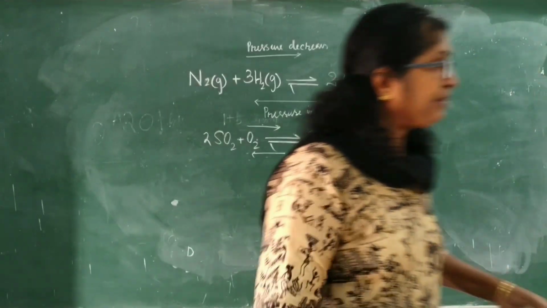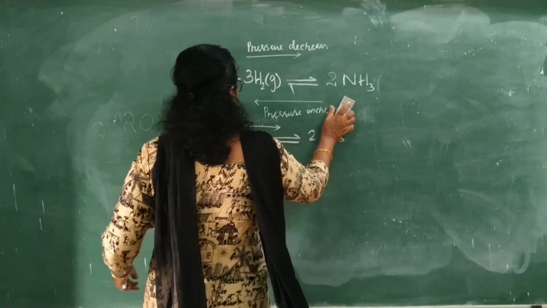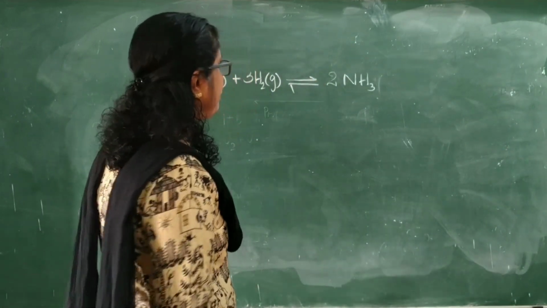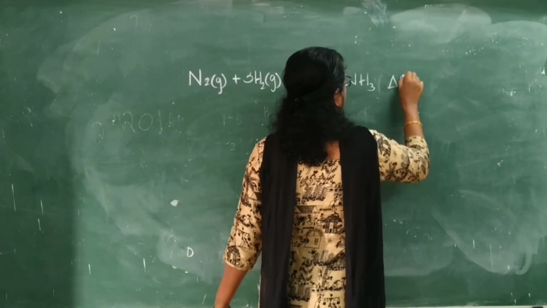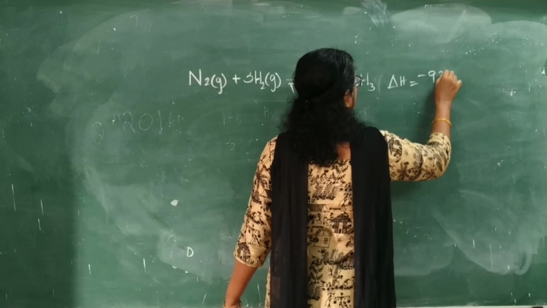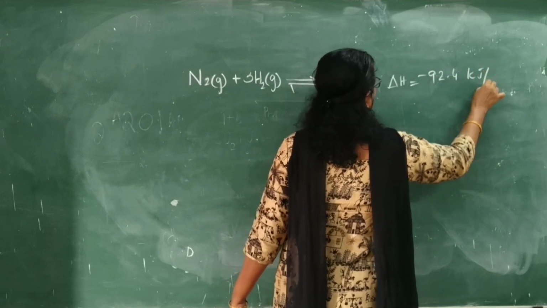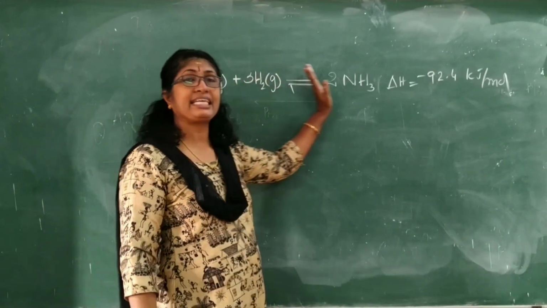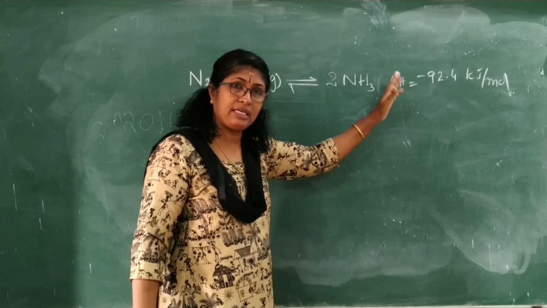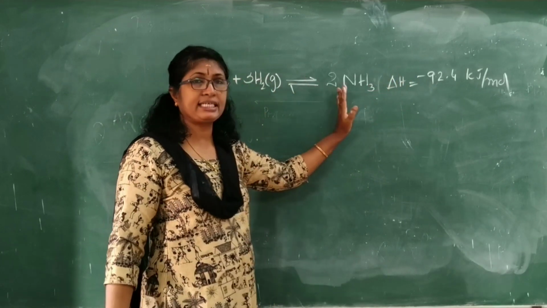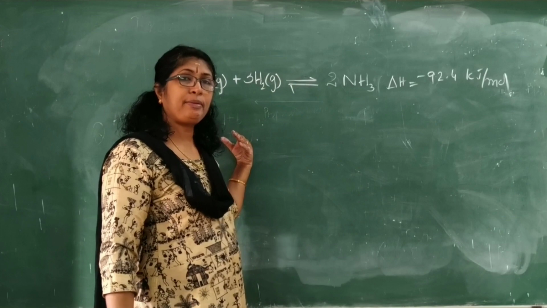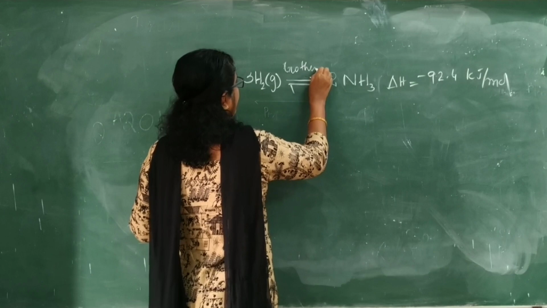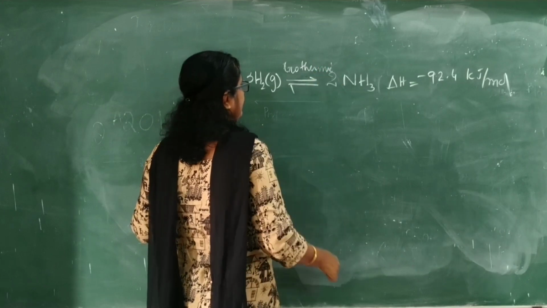Now we will go to the effect of temperature. Again I will take this example: N2 gas plus 3H2 gas, with delta H equal to minus 92.4 kilojoule per mole. That means the forward reaction is exothermic, that means heat is evolved. Then the backward reaction will be endothermic. So the forward reaction is exothermic and the backward reaction is endothermic.